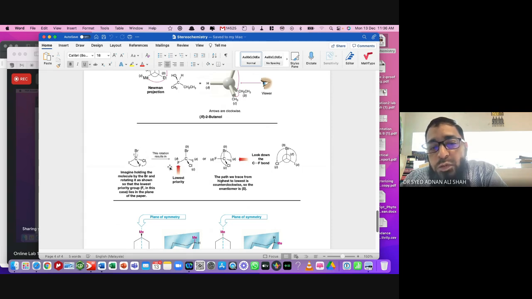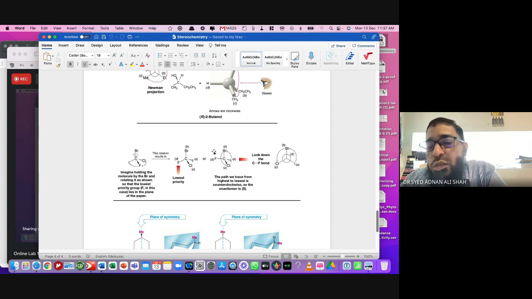Lowest priority will be the fluoride at the back. So here is number one, A. Of course, chloride is larger than the bromide. A, B, and C, like this anti-clockwise, will be the S configuration.